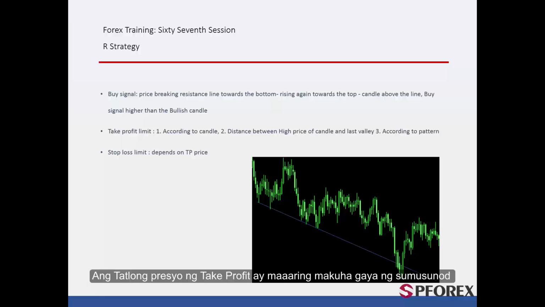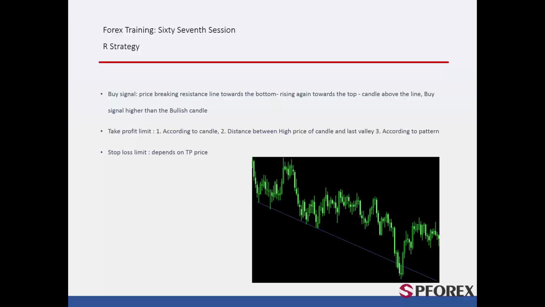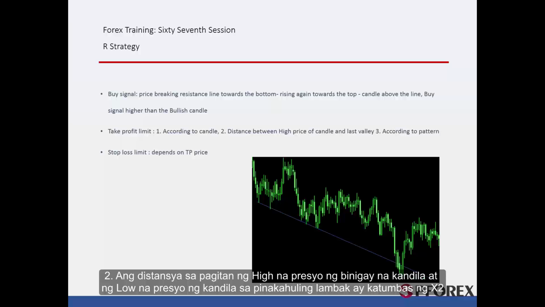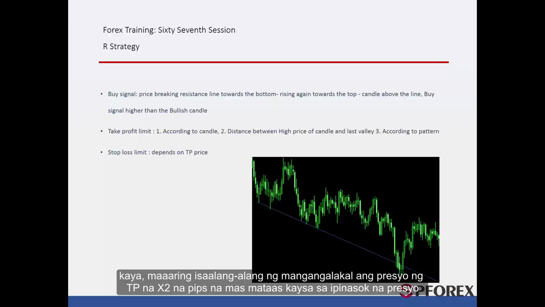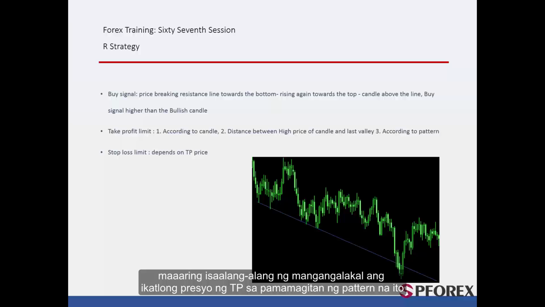3 take-profit prices can be derived as follows. 1. The length of the bullish candle that forms above the resistance line equals x1. Thus, the first TP price can be x1 pips higher than the entry price. 2. The distance between the high price of the given candle and the low price of the candle on the last valley equals x2. Thus, a trader can consider a TP price x2 pips higher than the entry price. 3. If a powerful pattern forms in this region, a trader can consider the third TP price via this pattern. SL price can be determined considering the TP price that a trader selects.